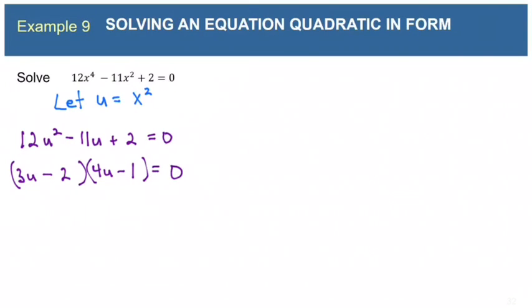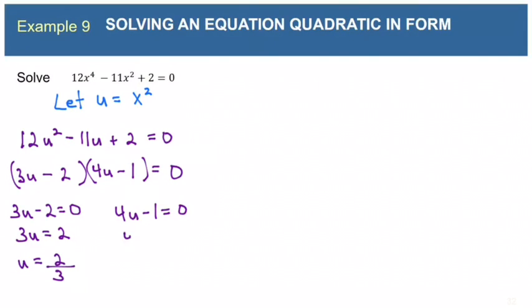And then we can say if this times this is 0, one of our factors has to be 0. We'll set each factor equal to 0 and solve. We'll come up with u equals 2/3 and u equals 1/4. But remember, these are the u answers, so we need to get our solution in terms of x. So we'll plug both of these back into our substitution.